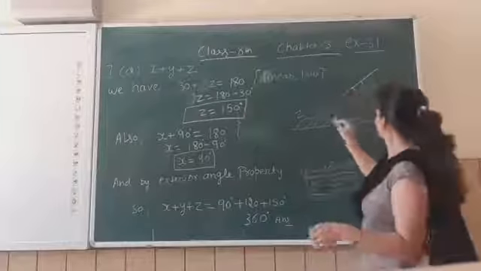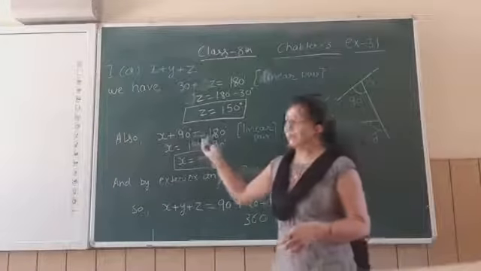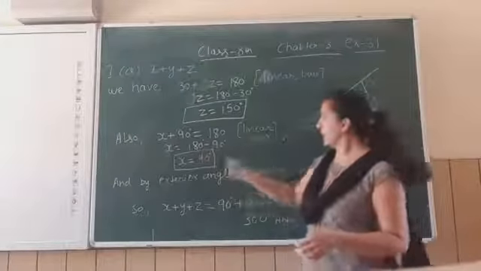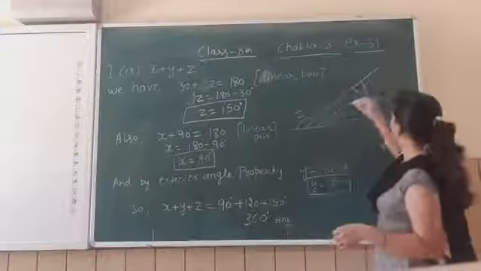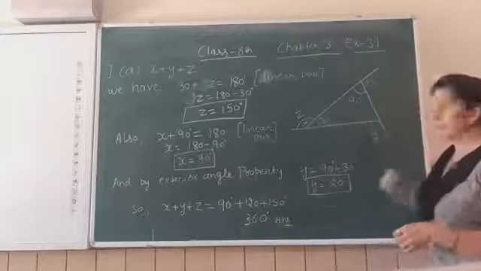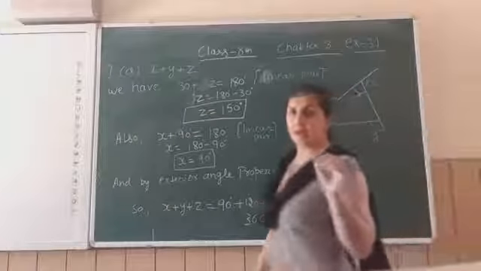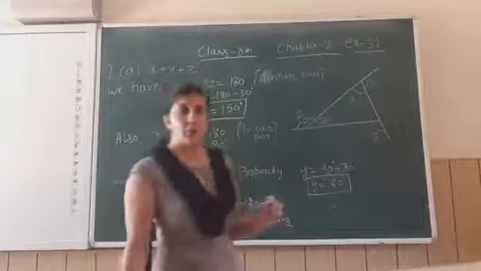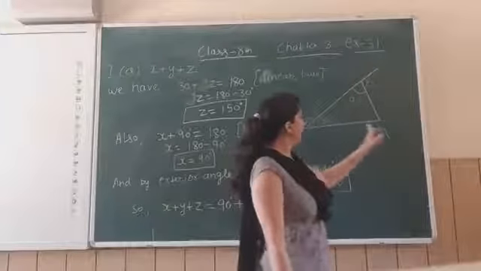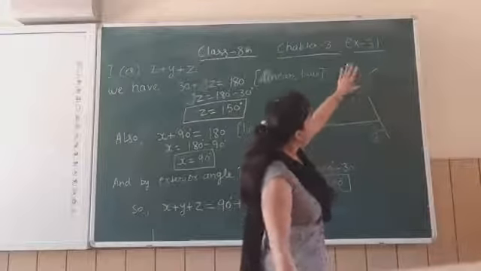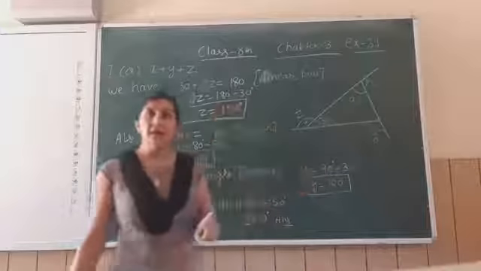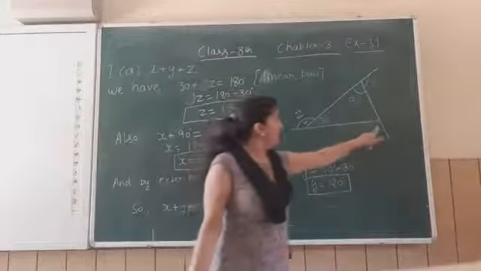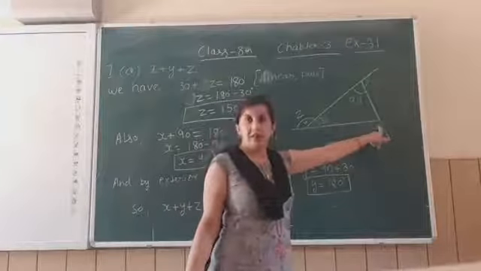Now come to this. x plus 90 is 180 degree, again linear pair. So x is equal to, when we solve it, 90 degree. We get the value of this and this. But what about y? We have the exterior angle property. What is the exterior angle property? If this is a triangle, then 90 and 30 are the interior angles, and y is the exterior angle of the triangle.